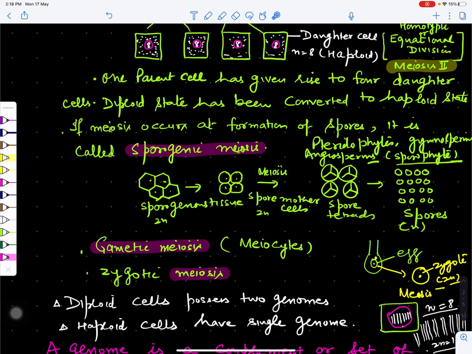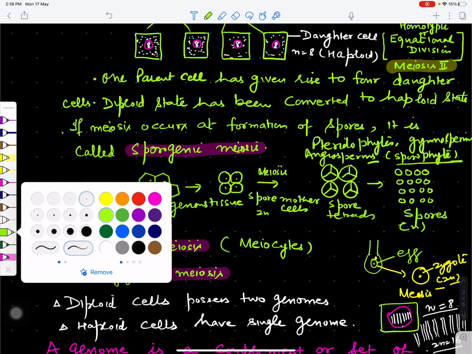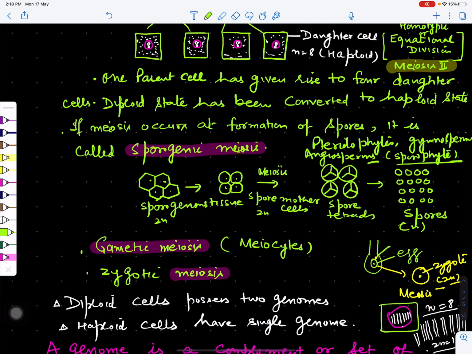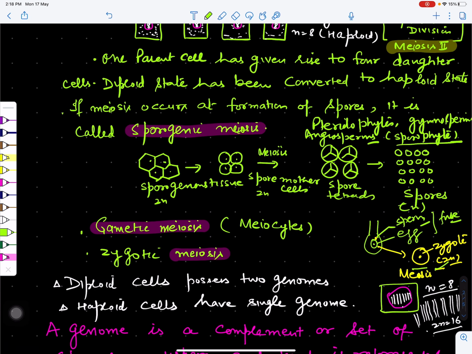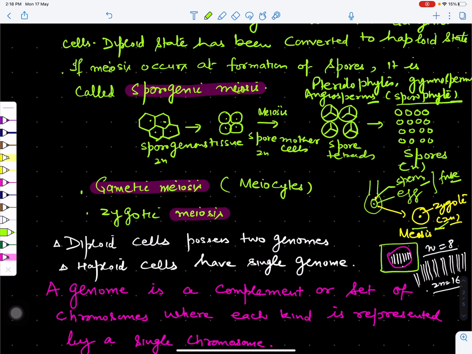Now what is a zygote? In a female structure, there is production of eggs. Now, the egg fuses with the sperm. This is the sperm, or we can say male gamete. Both will fuse, leading to the formation of the zygote. Now the zygote has diploid chromosome number. If meiosis occurs in the zygote, this is called zygotic meiosis.